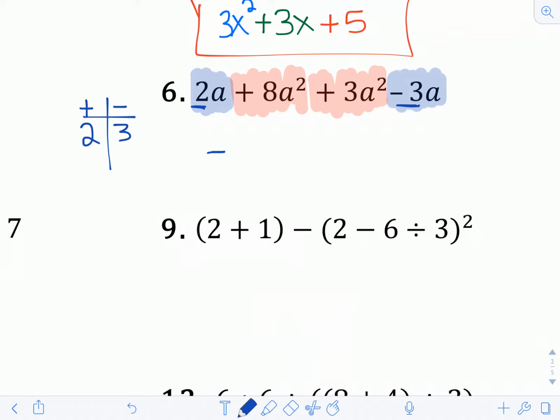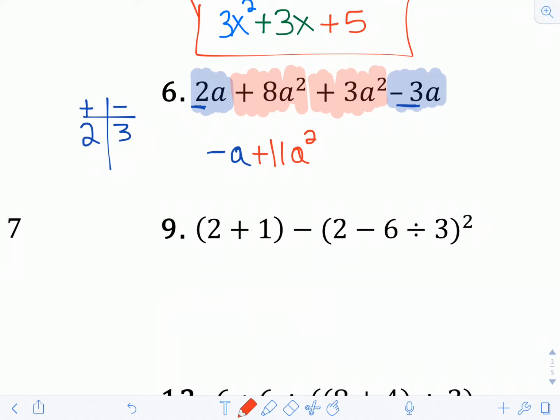Well, how many points are they up by? They're up by 1 point. Now, you typically don't see a 1 written in front of a variable, you just see the variable. So my answer here is negative a. If you want to write negative 1a, that's fine too. And then we're going to combine our a squareds. So we have a positive 8 and a positive 3. 8 plus 3 will give me 11, so plus 11a squared.